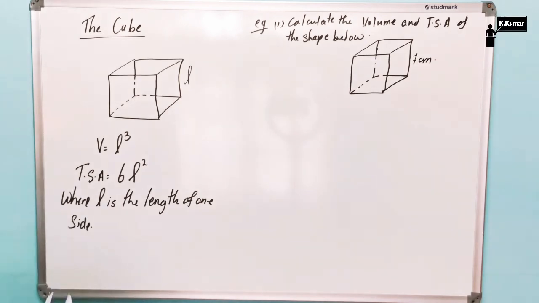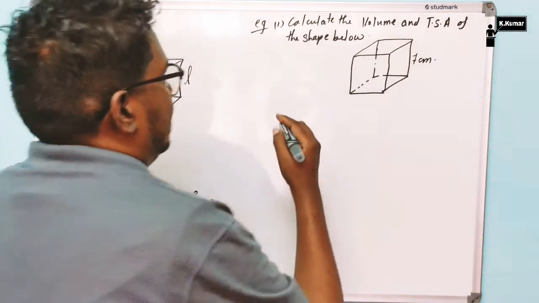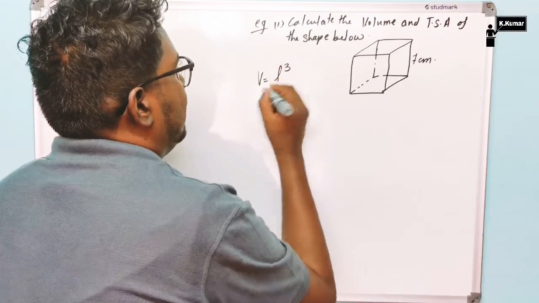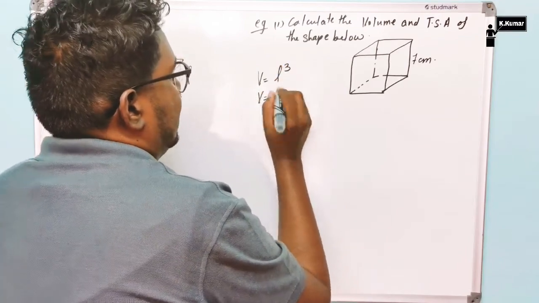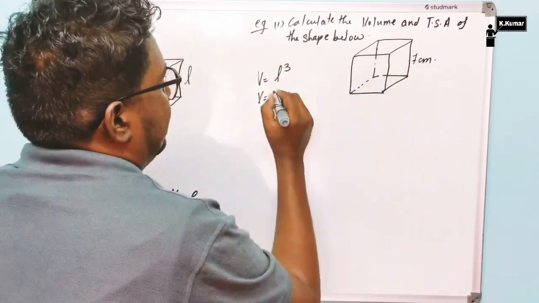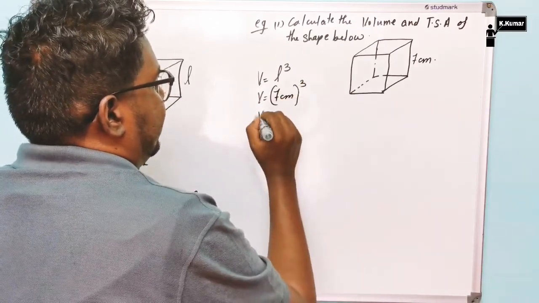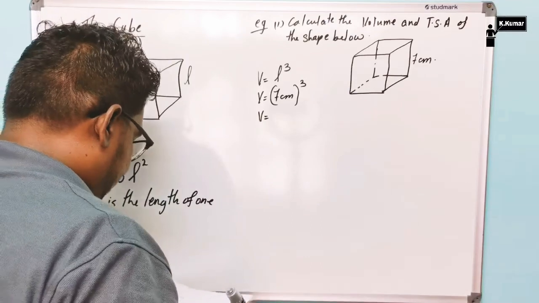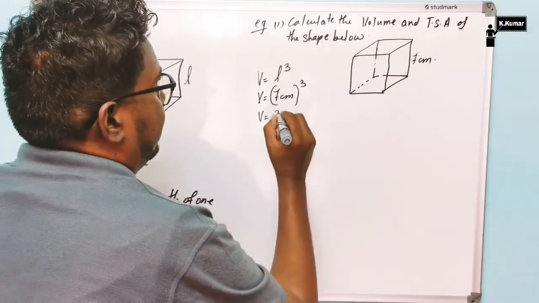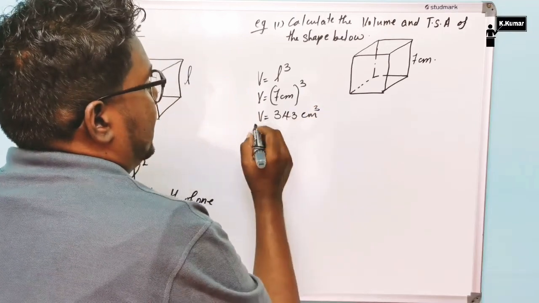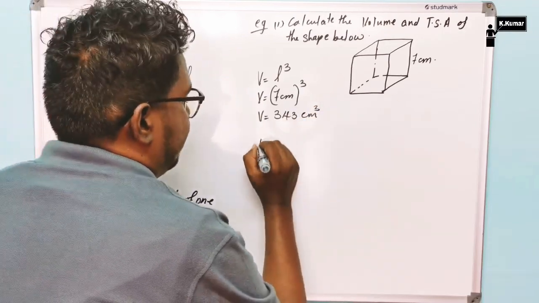You have an example there. Calculate the volume and TSA of the shape below. TSA is total surface area, just remember that. So let's start with the volume. V is equal to L cubed. V is equal to the length, which is 7 cm, all raised to the third power. V is equal to 7 times 7 times 7, and that's going to give me 343 cm cubed. So this is the volume of that shape.